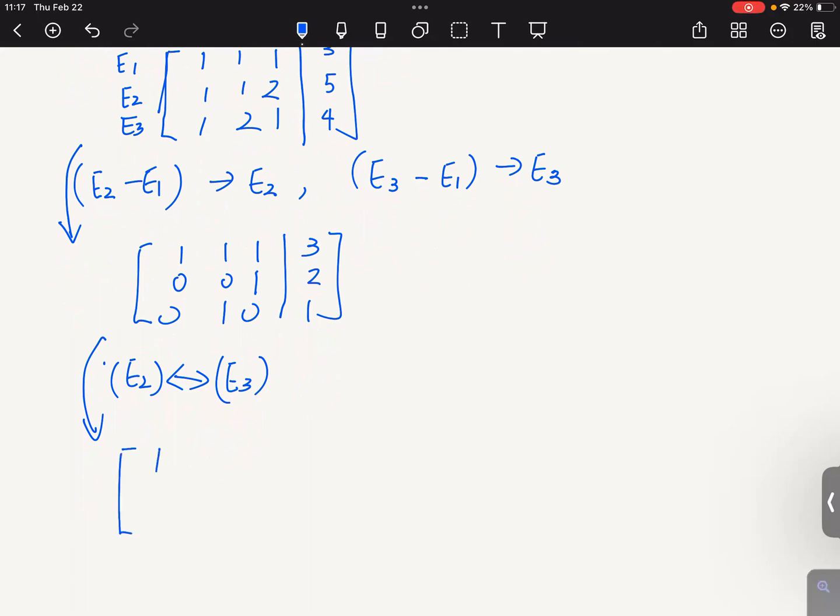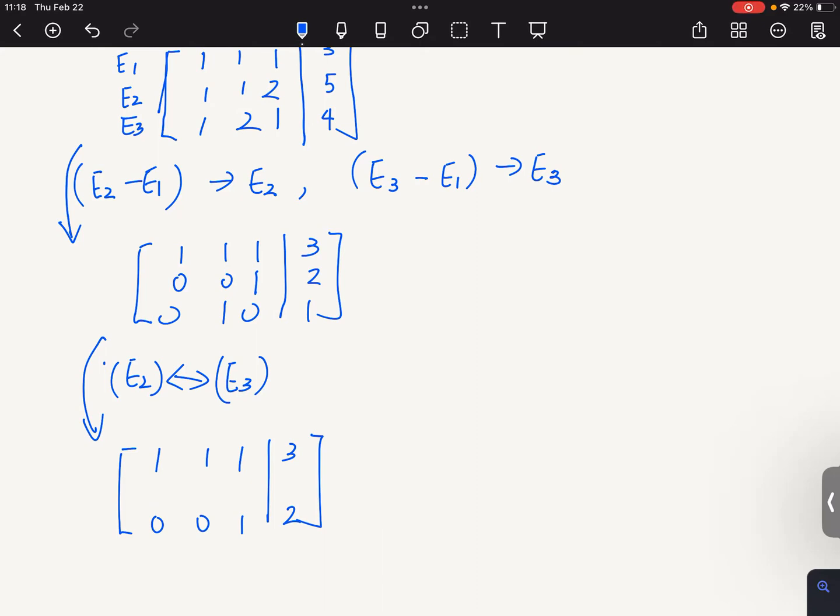That is 1, 1, 1, and then 3. We have nothing to do with equation 1, and for equation 2, we got this: 0, 0, 1, 2, because I'm going to move equation 2 to the bottom, to equation 3's place.